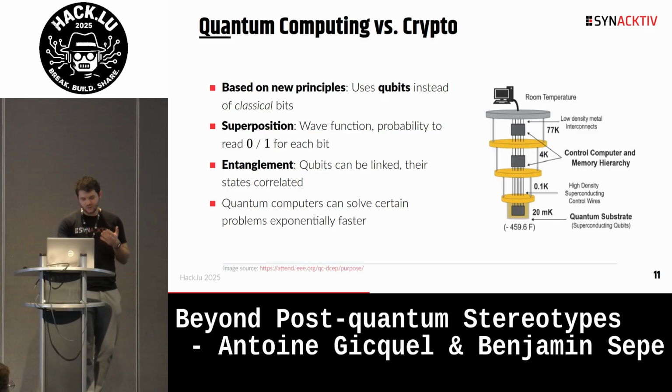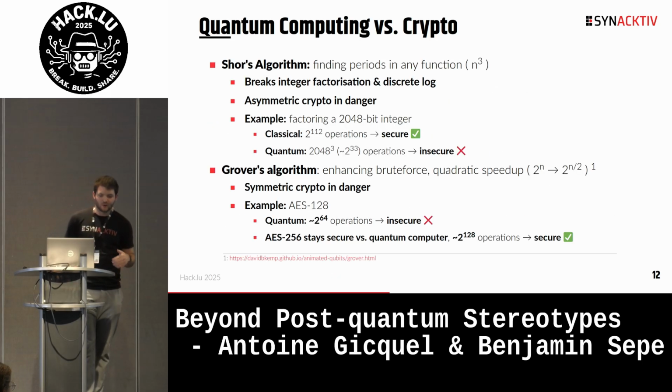And with these new properties and new objects, quantum computers can solve certain problems exponentially faster. And so there are algorithms designed to run specifically on these computers. And most notably for cryptography, there are 2 algorithms.